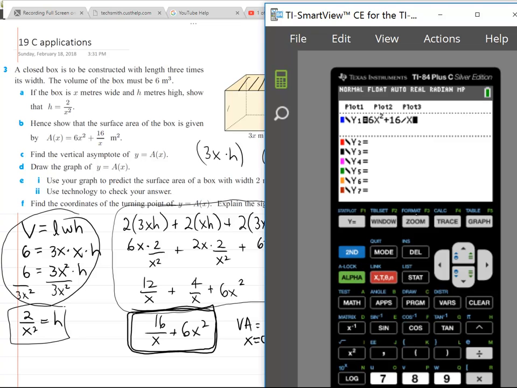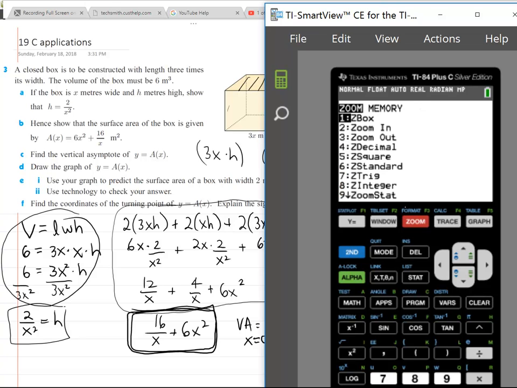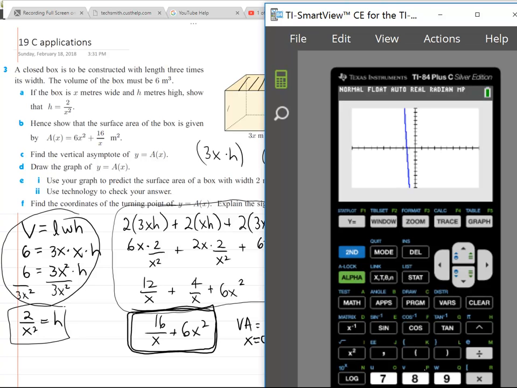I don't know what it looks like, so I want to start with the standard window, so I zoom 6 to graph it to begin with. Okay, that's probably not helpful, right?